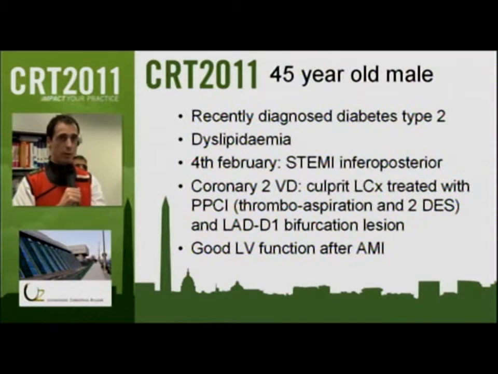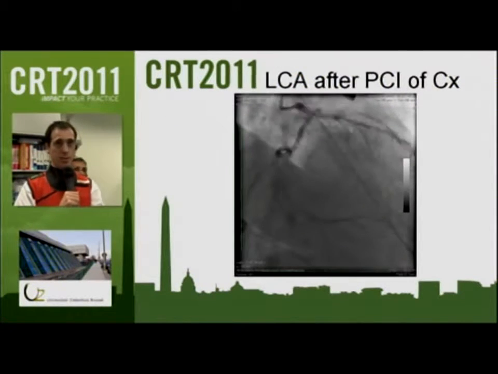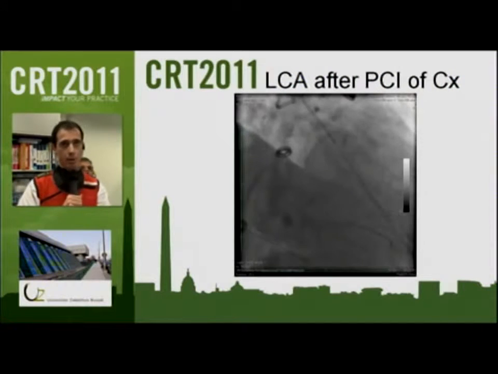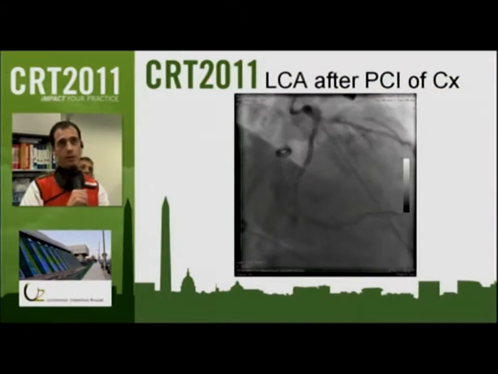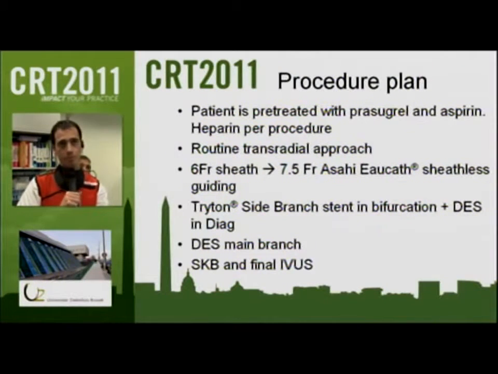After the myocardial infarction, there was normal left ventricular function. So here you see the images of after PCI of the circumflex, and you already see the lesion of LAD and diagonal. Next slide, please. So it's a Medina 111 lesion with long and tight involvement of the diagonal branch, unattractive for provisional technique, and its 2-stent strategy seems mandatory.